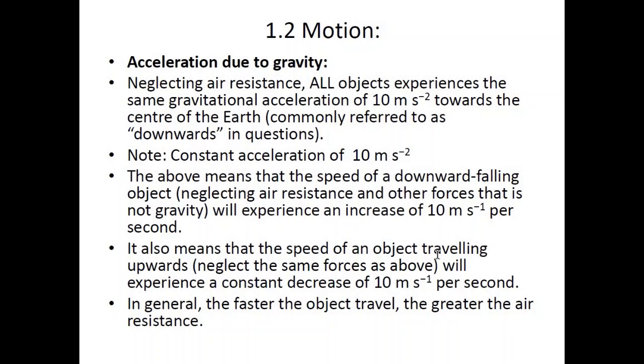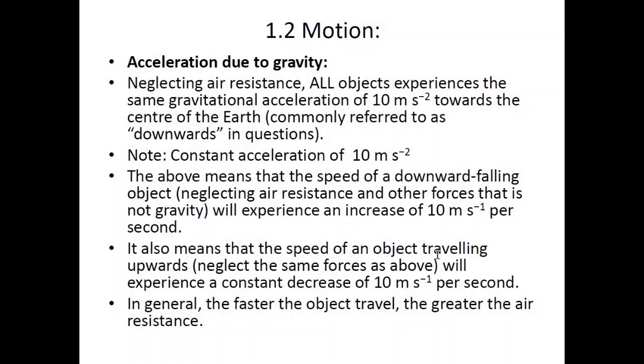Acceleration due to gravity. Neglecting air resistance, all objects experience the same gravitational acceleration of 10 meters per second square, or often it is taken as 9.8. It depends on whatever value the examiner gives you, where in a physics paper you can use 9.8 or 10 interchangeably unless otherwise stated explicitly by the examiner for a specific question. And every object is pulled down at the rate of 10 meters per second square towards the center of the earth. This is known as the value for g, or the value for acceleration due to gravity. This is commonly referred to as downward in different questions.